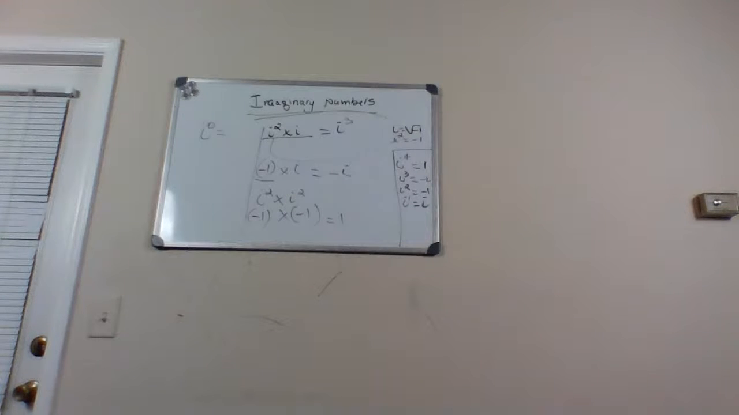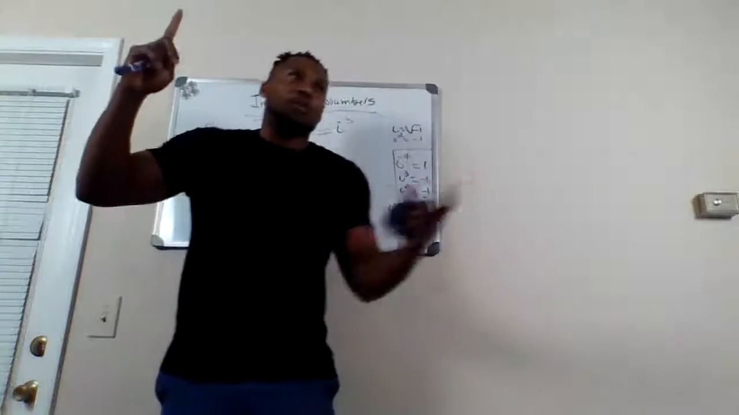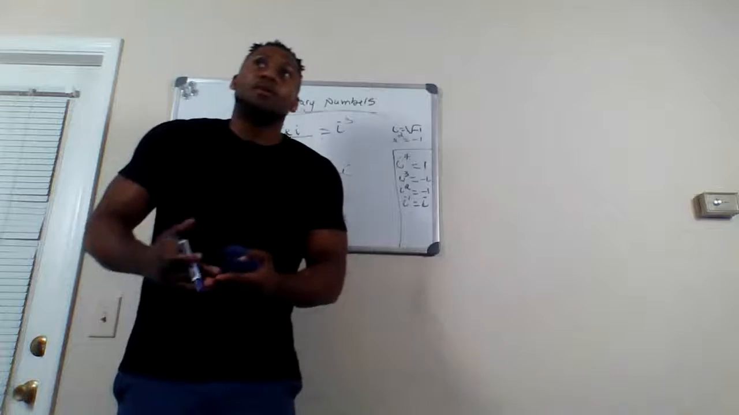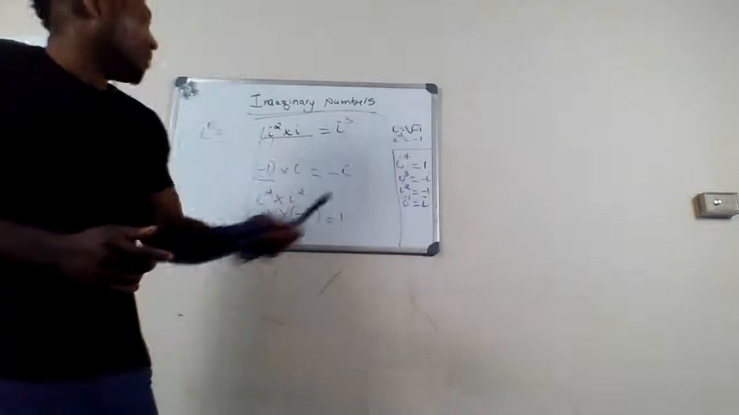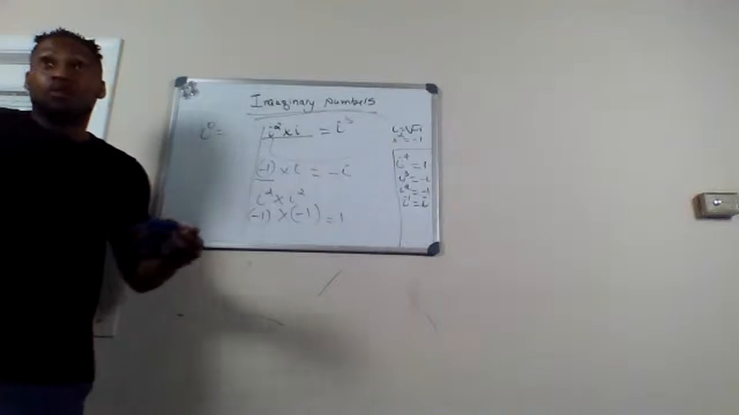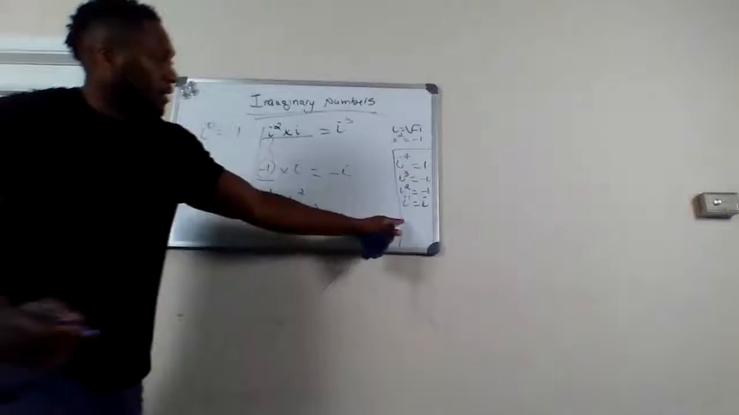It's not 0. Anything to the 0 power is 1. What's a million to the 0? 1. What's 5 million to the 0? 1. What's 600,000 to the 0? 1. -1 to the 0, as long as you put parentheses, is 1. So I to the 0 is 1.